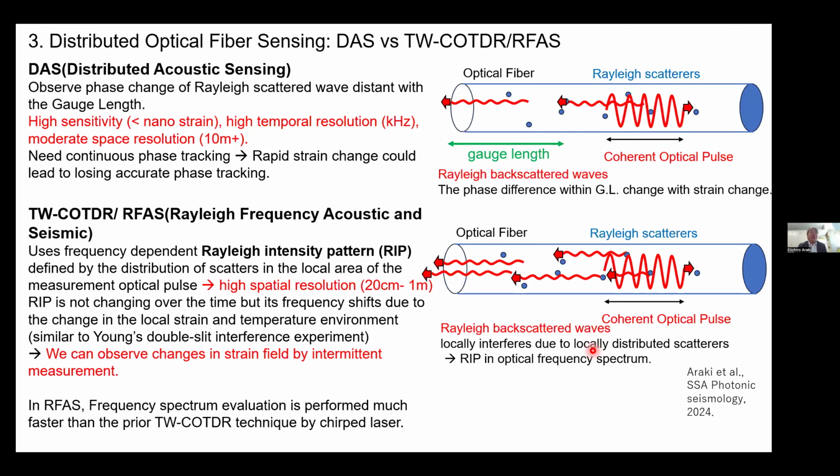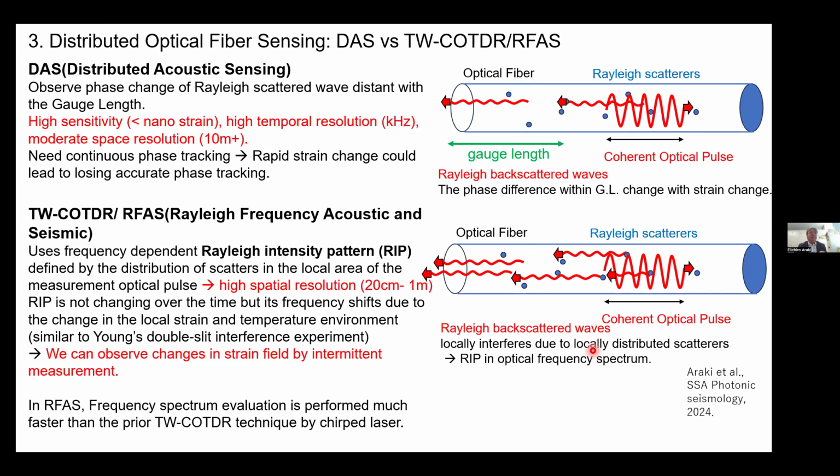TWCO-TDR and RFS utilize the optical frequency-dependent Rayleigh intensity pattern, RIP, which is defined by the fixed spatial resolution of scatterers within a region illuminated by the optical path. This pattern is deterministic and does not change over time. However, it shifts in optical frequency when local strain or temperature conditions change, allowing us to detect these changes.